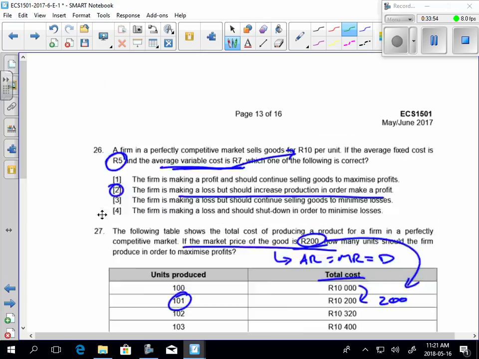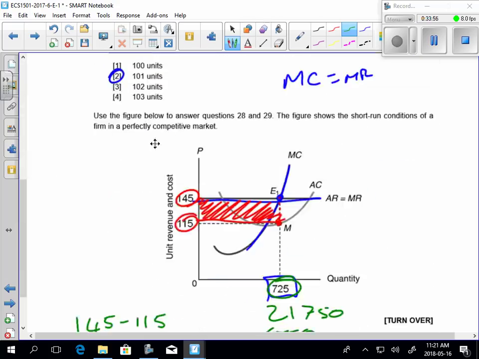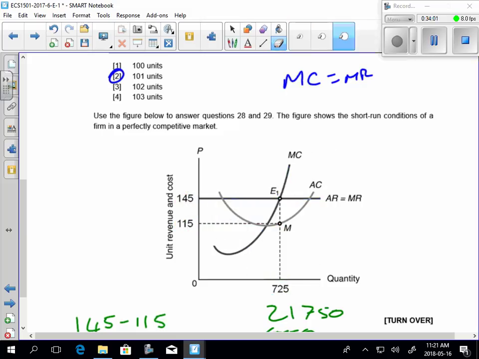How do we know it's an economic profit? Because we said that in the long run, firms earn zero economic profit. Now we know that this is the short run because in the long run, the average cost would be at that point. Okay.